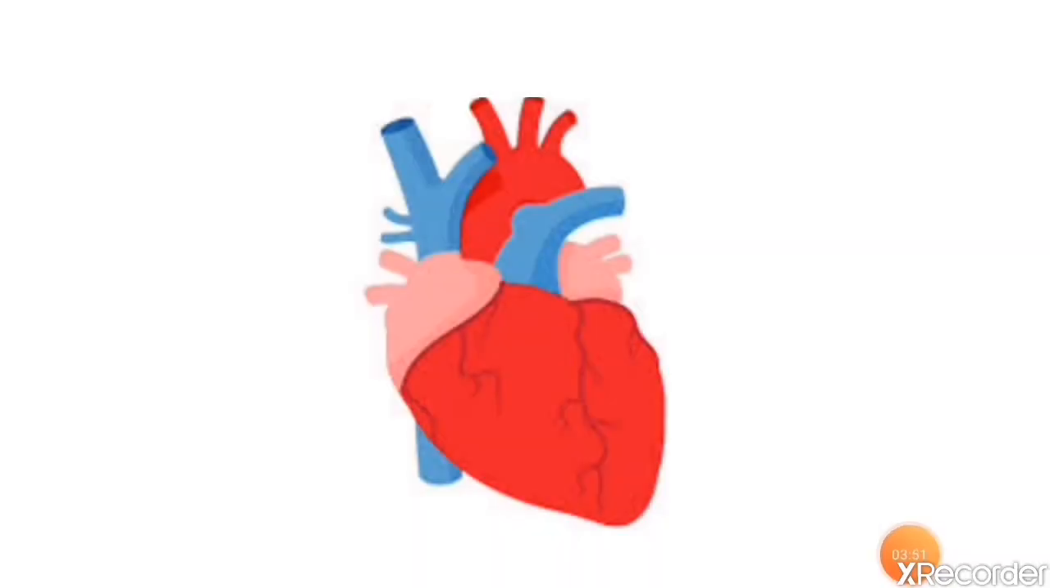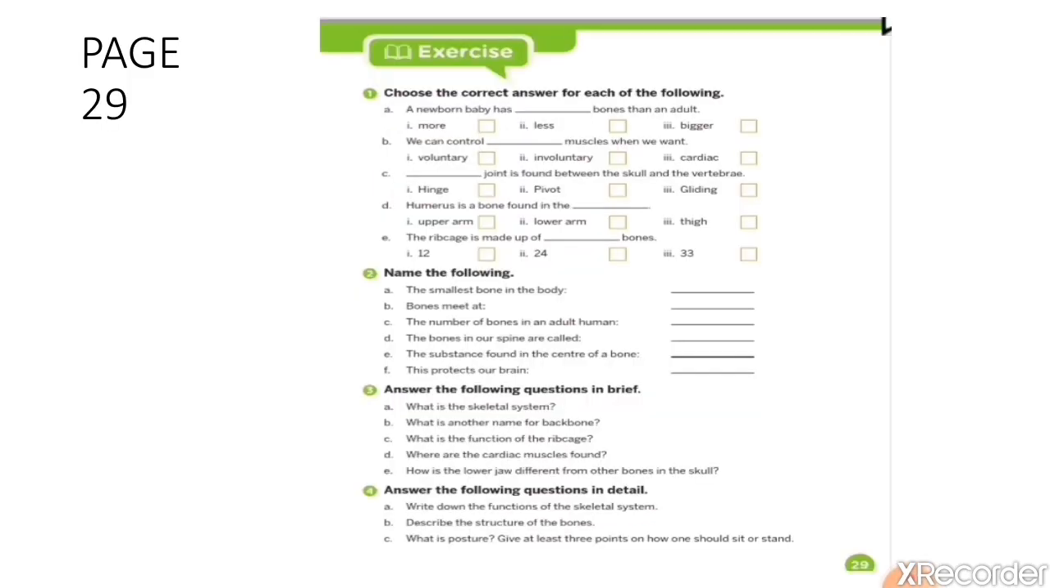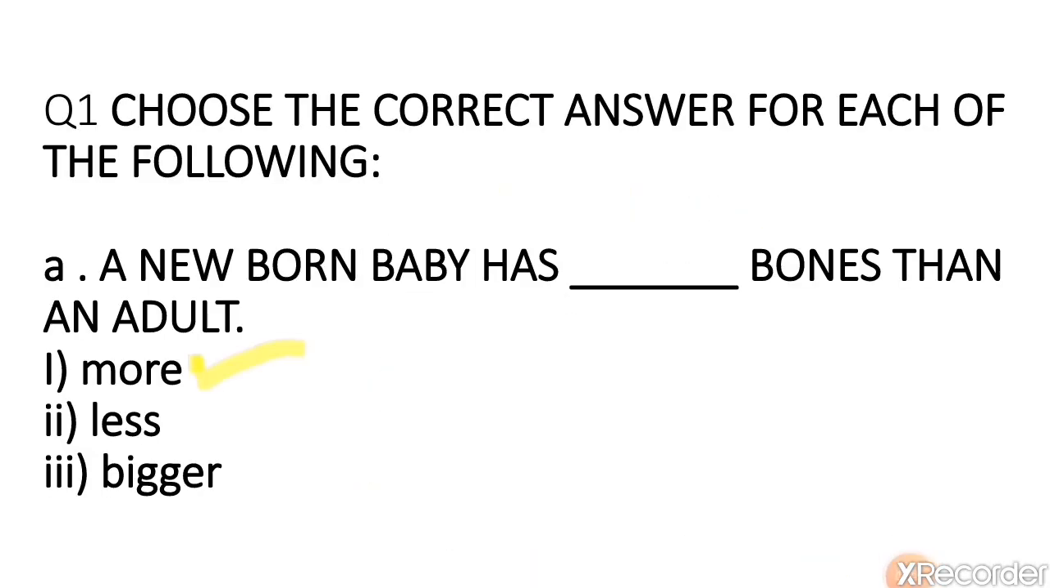So this is all about the mind map. So mind map, that part is over. Now we'll come to the exercise part. On page number 29, the exercise part is there. We'll start with that. The very first question is, choose the correct answer for each of the following. In that, A, a newborn baby has dash bones than an adult.